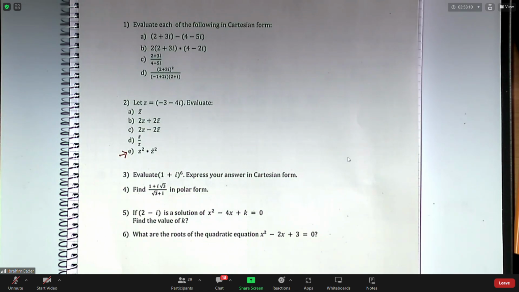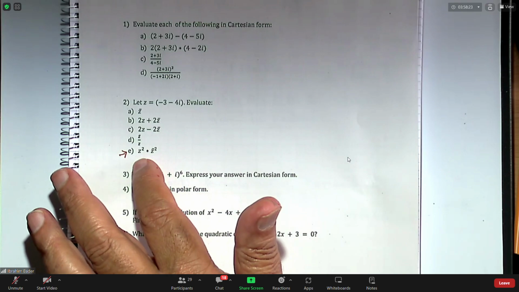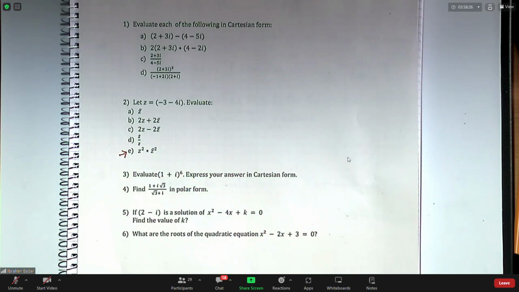Sorry, again. So the question from Bahani online: you square the complex number and then multiply it with the square of the conjugate. This is what is meant by part E of question 2. I hope you could hear me and it's clear. Okay, you're welcome.